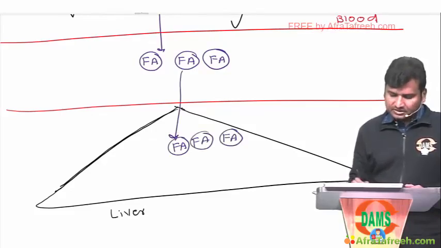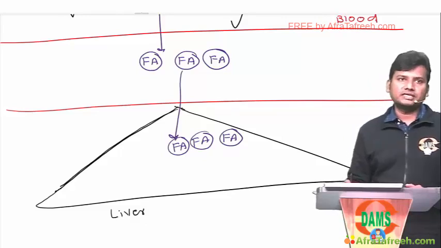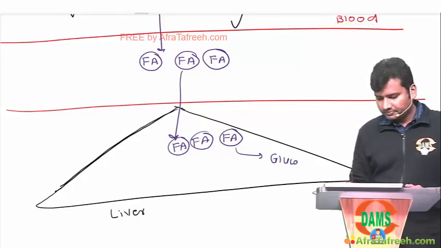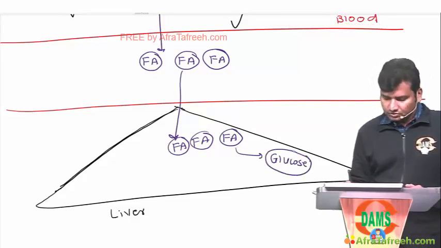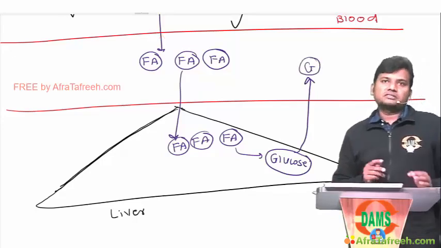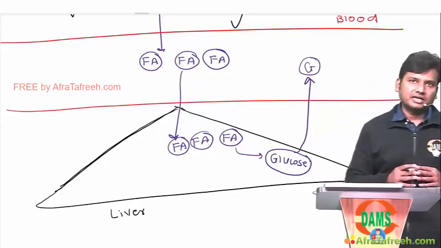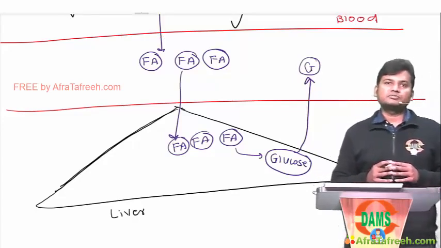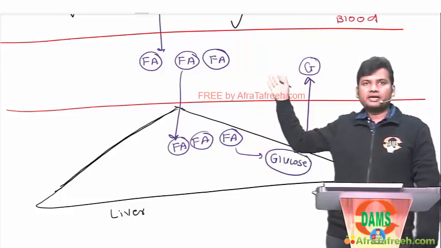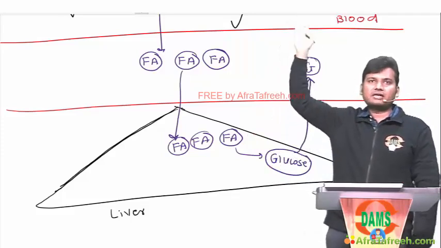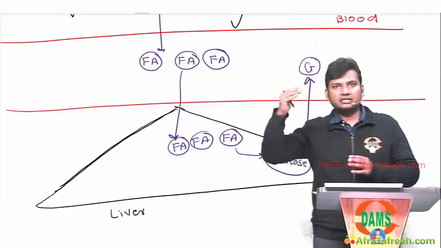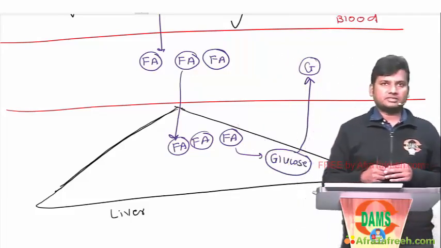Our liver is stimulated for gluconeogenesis, so fatty acids will be converted to glucose, and this glucose will be transported to blood again. The patient is already having hyperglycemia, and our liver is making a lot of glucose, which is entering the blood, and the patient is developing severe hyperglycemia. But this glucose is not able to enter the cell because insulin is absent.